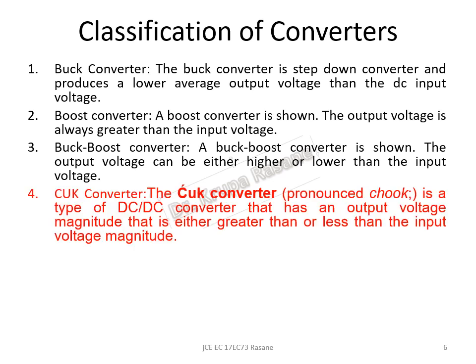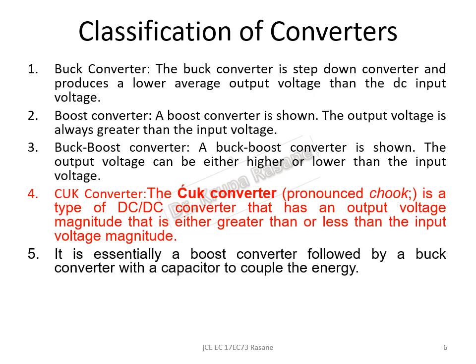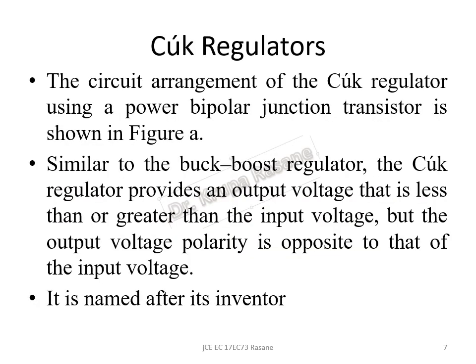The Cuk converter is a type of DC to DC converter that has an output voltage magnitude that is either greater than or less than the input voltage magnitude, very similar to the buck boost converter. It is essentially a boost converter followed by a buck converter with a capacitor to couple the energy. In the Cuk regulator, the circuit arrangement uses a power bipolar junction transistor as a switch. We'll be showing that in the next slide.